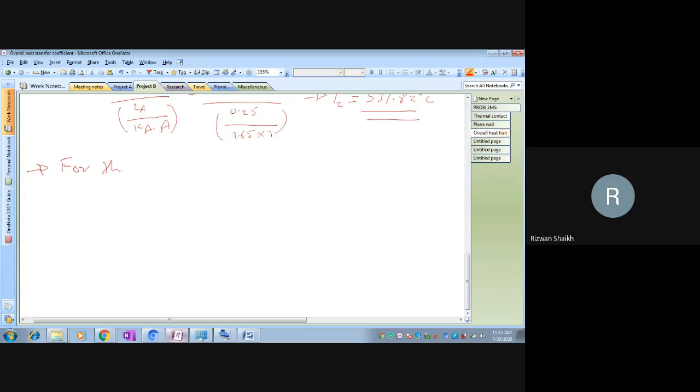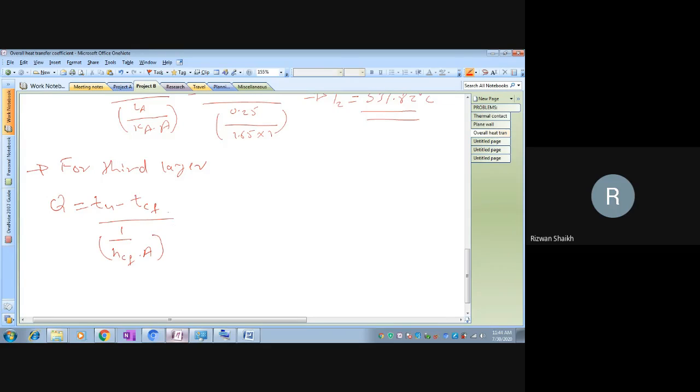For the third layer, I can apply the formula Q is equal to (T4 minus TCF) divided by (1 by HCF into A). That is the heat flow between the third layer and the air that I had considered.